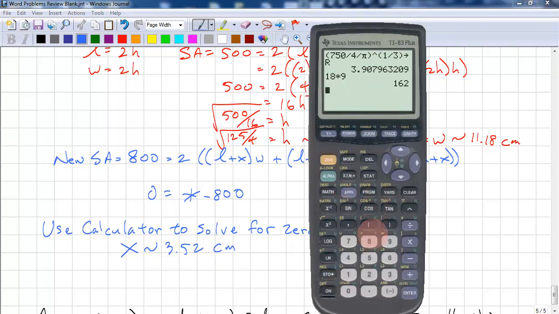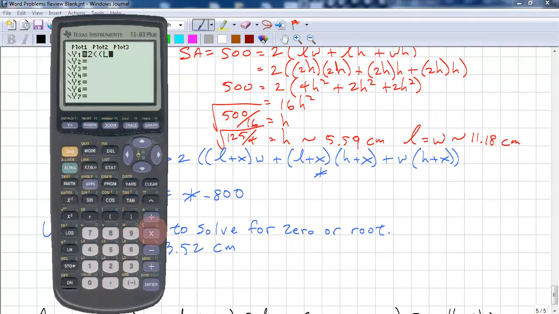And on the TI, square root, 125 divided by 4, store alpha H, 2H, store into L, 2H, and store that into W. And now we can go to the grapher. 2 bracket bracket L plus X bracket W plus L plus X and H plus X and W times H plus X, and we subtract 800. And graph.